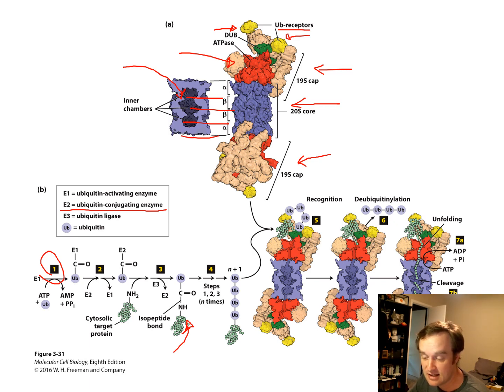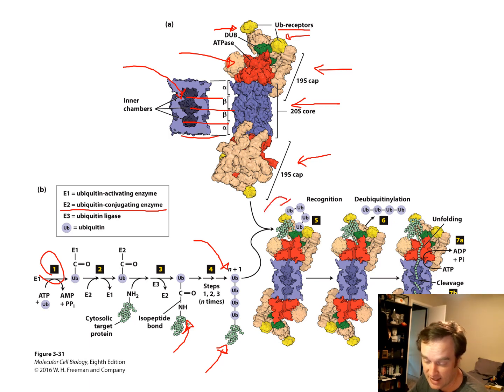E3 adds ubiquitin molecules to the previously added ubiquitin on the target protein. So E3 will then add more ubiquitin molecules to the previous ubiquitin molecule. So you have this chain of ubiquitins. So we have our protein that we're going to break down, and now we've added a bunch of ubiquitins in a chain to it. During recognition, the proteasome's 19S cap, the UB receptors bind to this polyubiquitinated tail, or this long chain of ubiquitins.